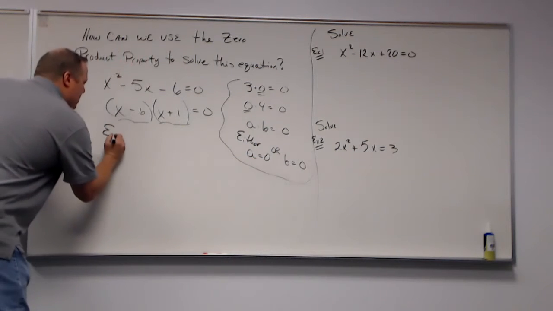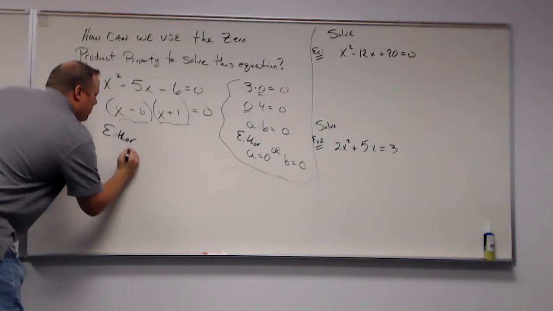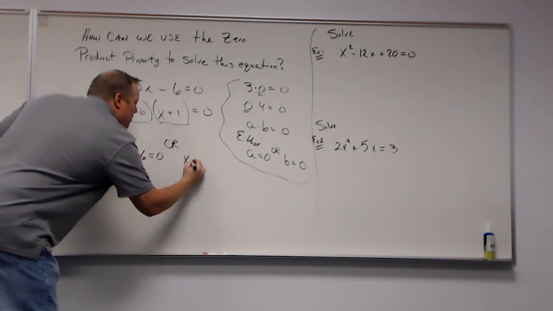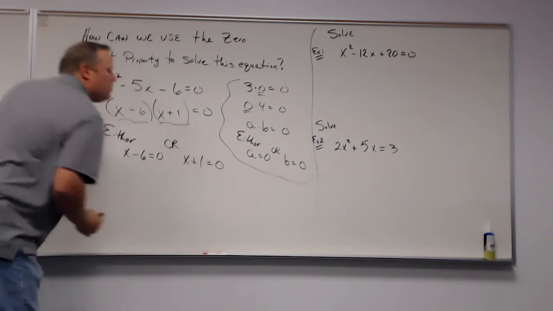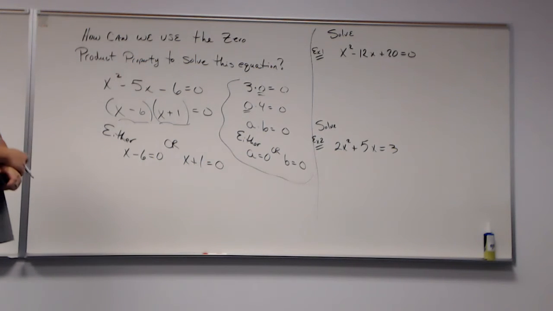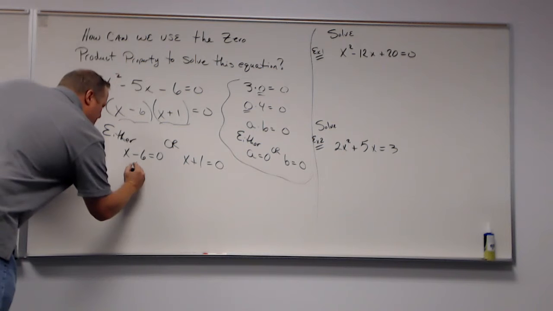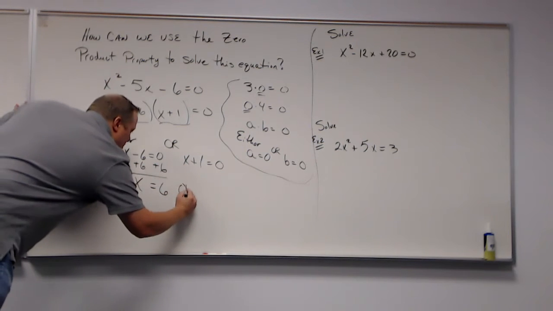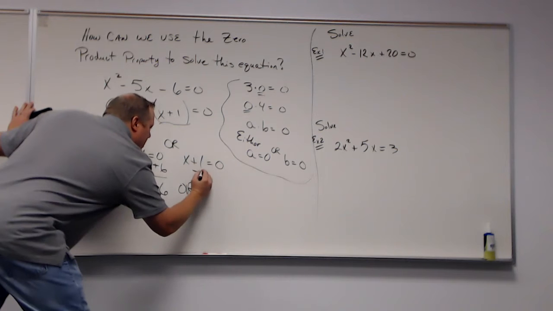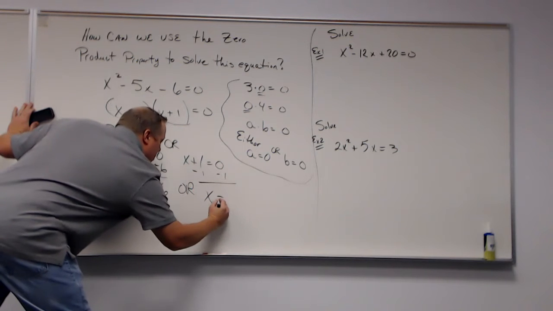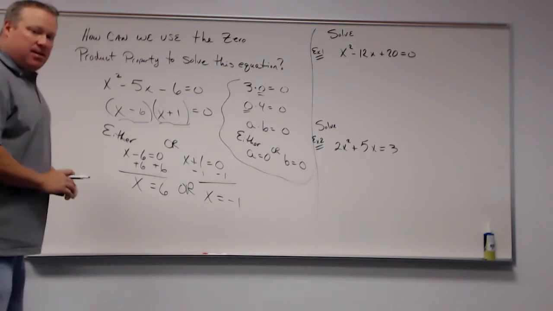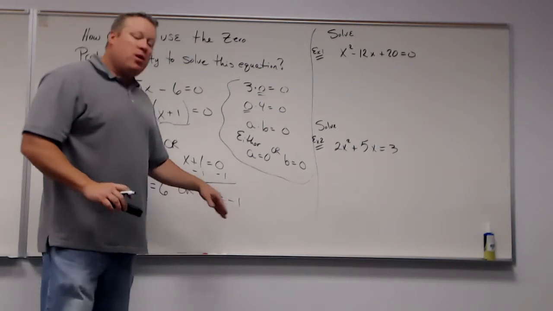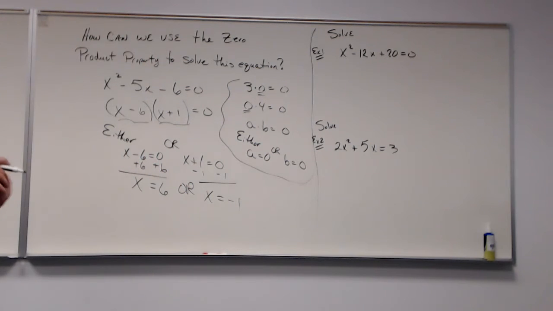So you can actually physically write either x minus 6 equals 0 or x plus 1 has to equal 0. So one of those two things has to be true. When you solve for x, plus 6, and this one, minus 1, you find that x either has to equal 6 or x has to equal negative 1. One or the other will make that statement true.